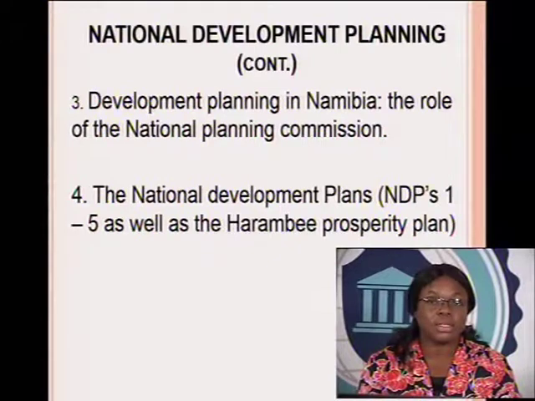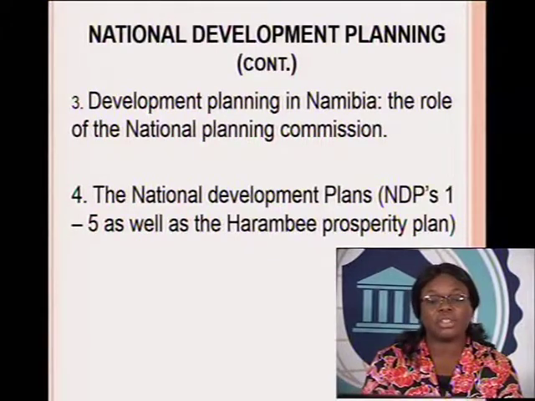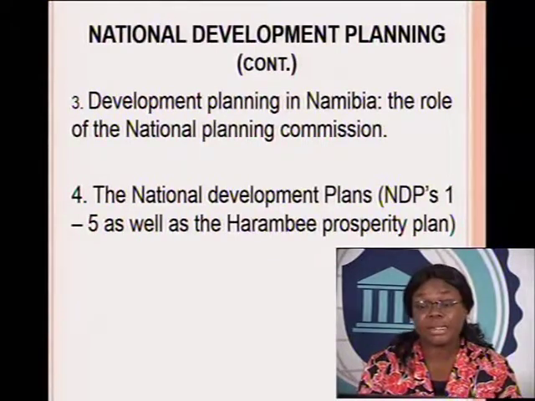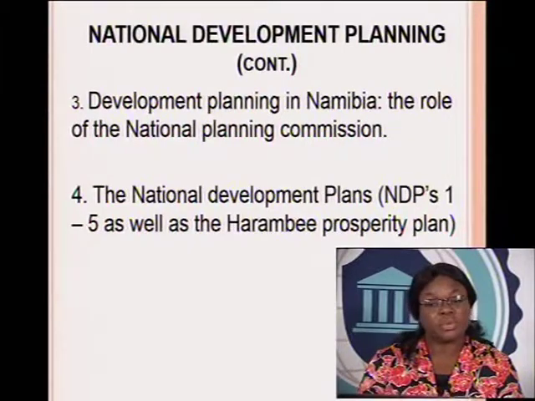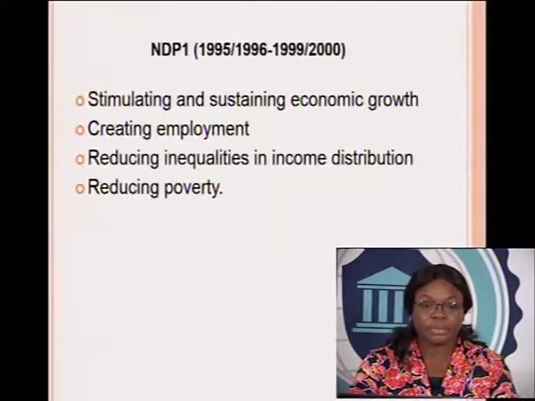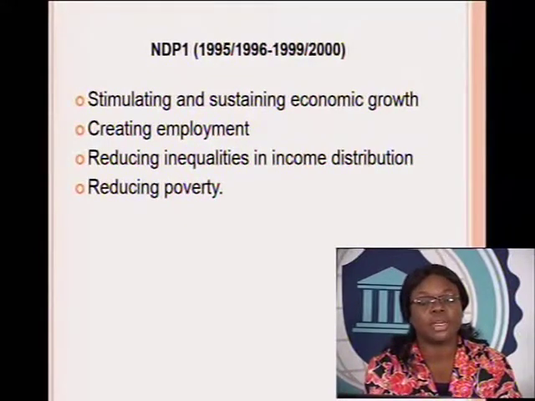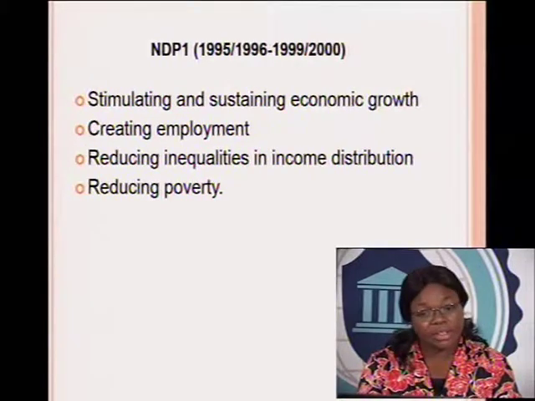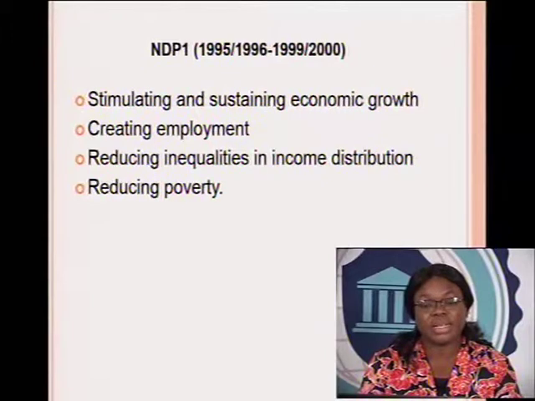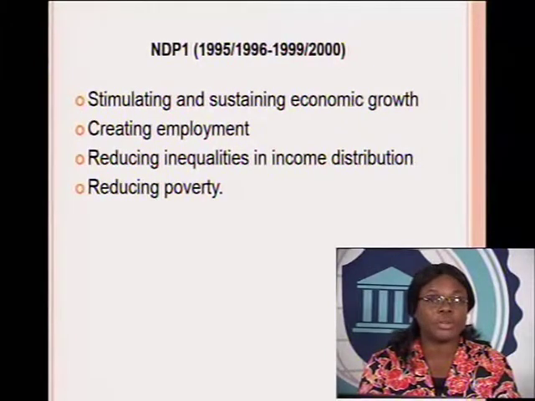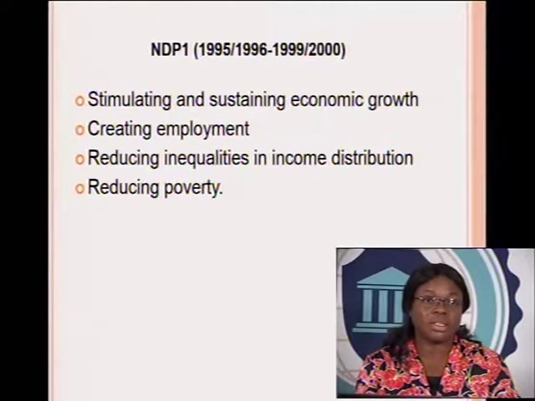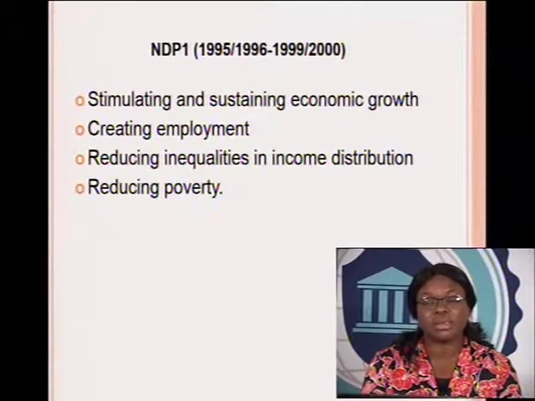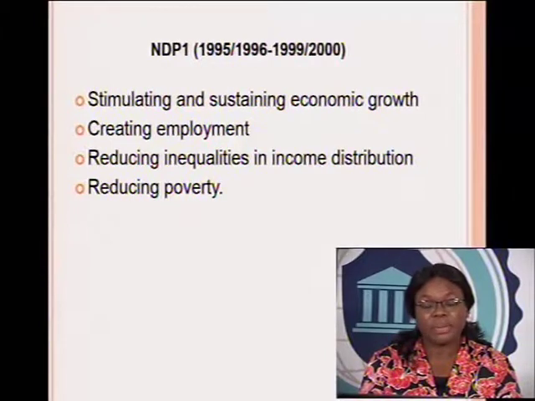And since independence, the National Planning Commission has rolled out 5 plans, which we call the NDPs, as well as the Harambee Prosperity Plan. The first plan started in 1995 to 2000; each plan spans a period of 5 years. The first National Development Plan, NDP1, has 4 important points which you need to know, because there's a question in the tutorial letter that talks about the NDPs.